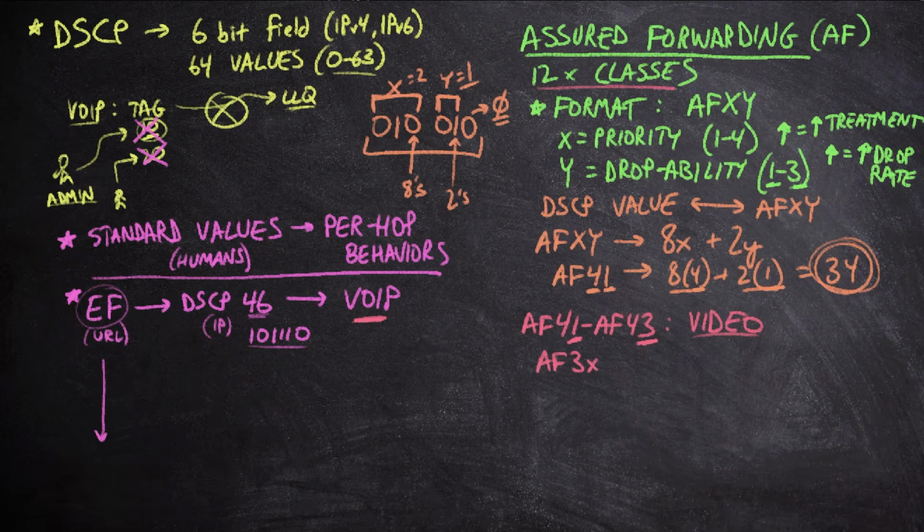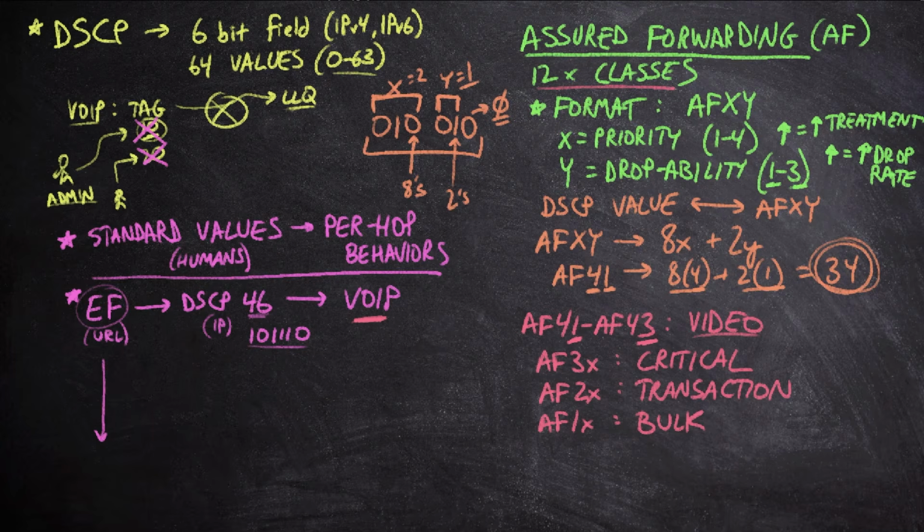So AF, I'll just start saying 3x here. So 31, 32, 33. This is typically used for our critical traffic. And this is up to us as an organization to define. AF2x is going to be transactional. So sort of data transfers and whatnot. Although we also have AF1x, which is for bulk traffic. So really talking about backups and something that consumes lots of bandwidth and sends very large packet sizes.